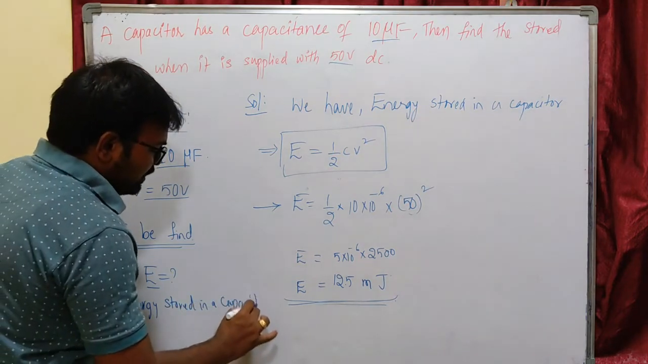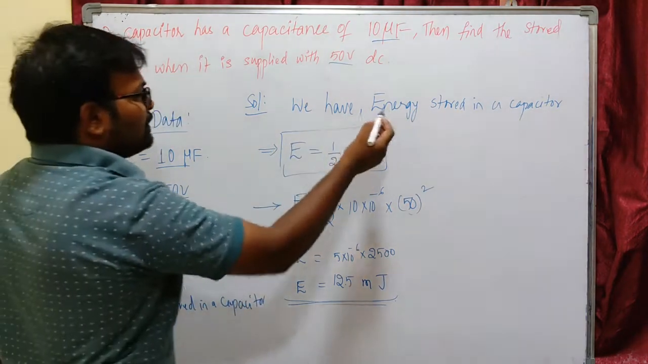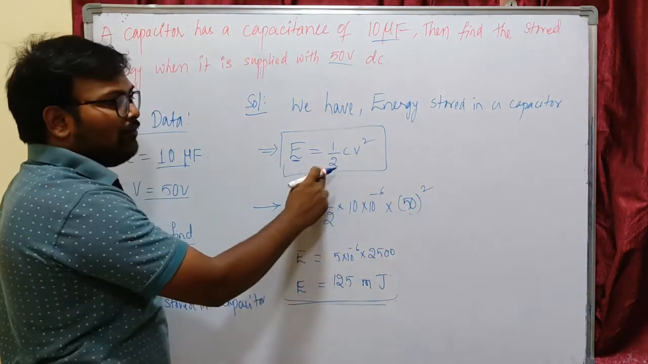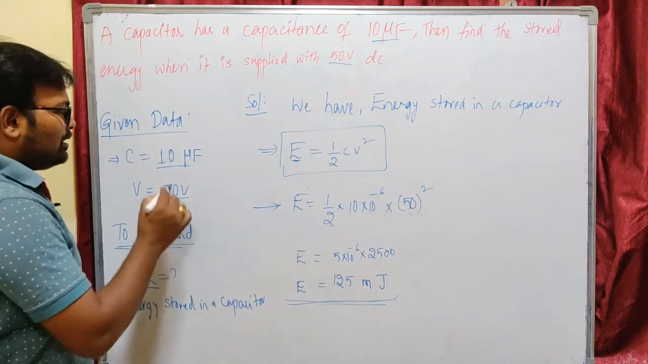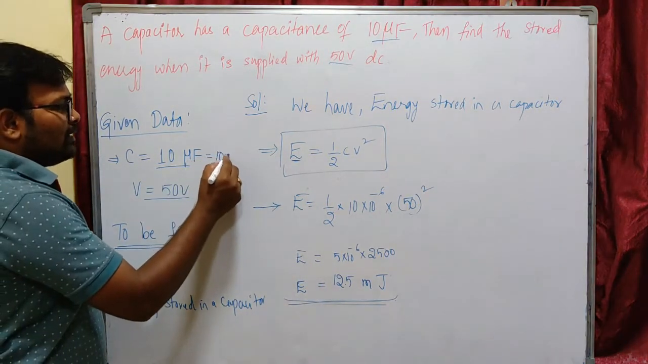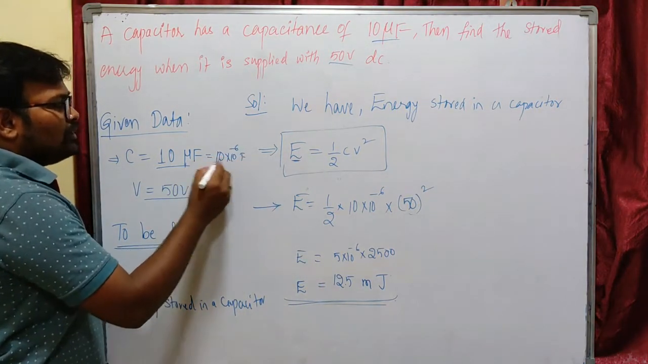What is the expression for energy stored in a capacitor? Energy stored in a capacitor is E equal to half C V squared. So we can substitute the values here. E equal to half, C is 10 microfarads, which is 10 into 10 power minus 6 farads. 1 micro is 10 power minus 6.